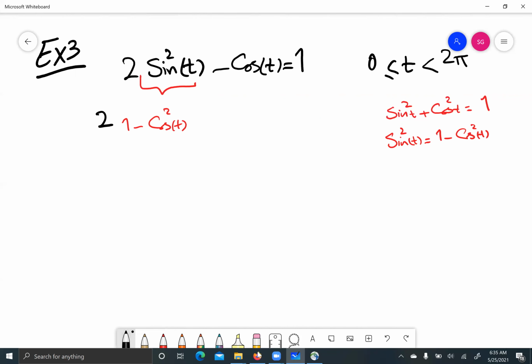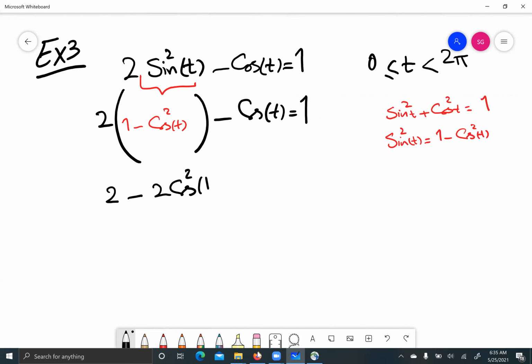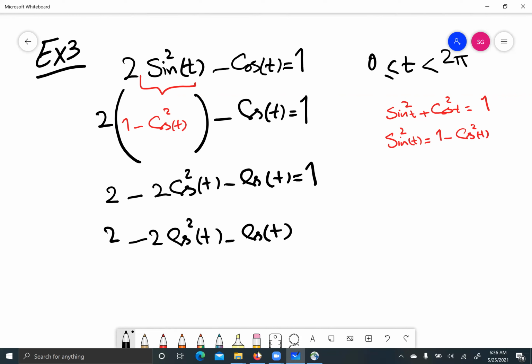So 2 times this, minus cosine. Okay, now I have an equation that only contains cosine. So let's simplify. This is going to be 2 minus 2 cosine square minus cosine equals 1. Let's simplify a little more. Negative 2 cosine square minus cosine, plus 2 minus 1, equals 0.